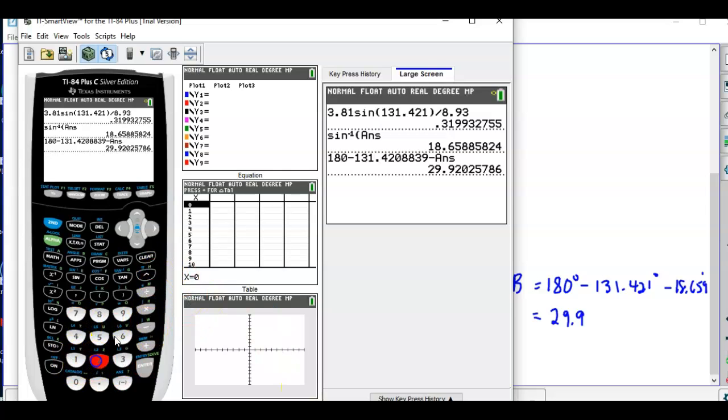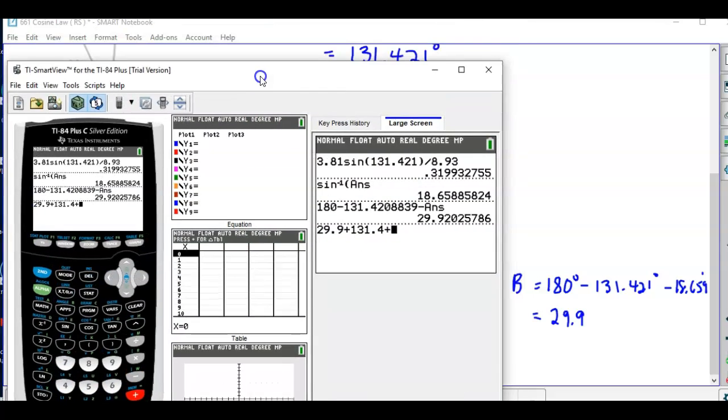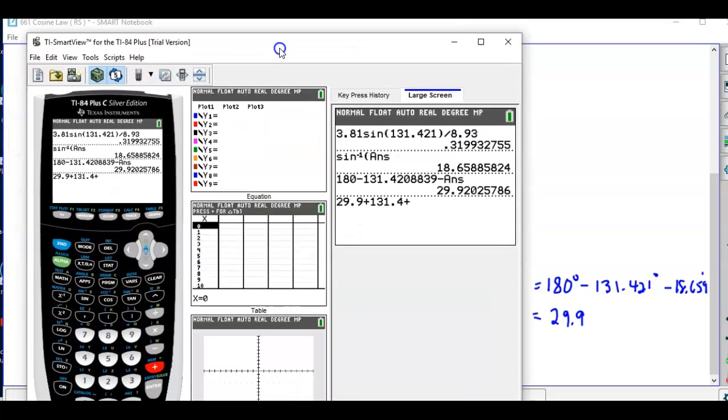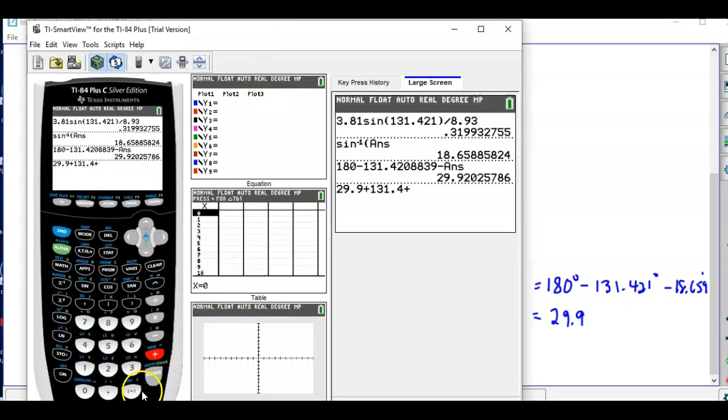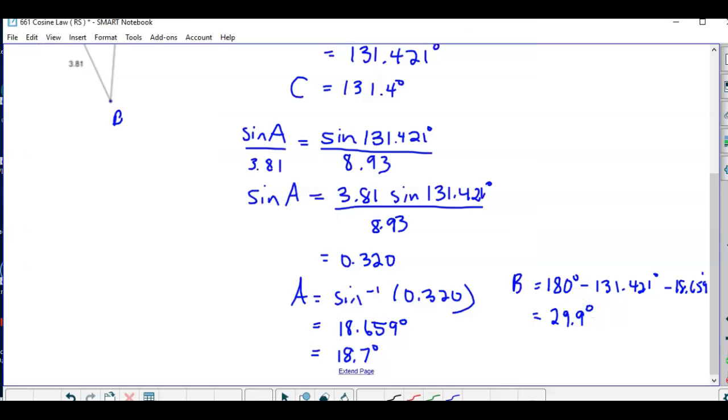So let's check it out. 29.9 plus 131.4. Okay, and then plus, we said, yeah, so 29.9 plus 131.4 plus 18.7 works out to 180, right? So you can always check, just you're rounding in that sense. Okay, so that's going to be that.